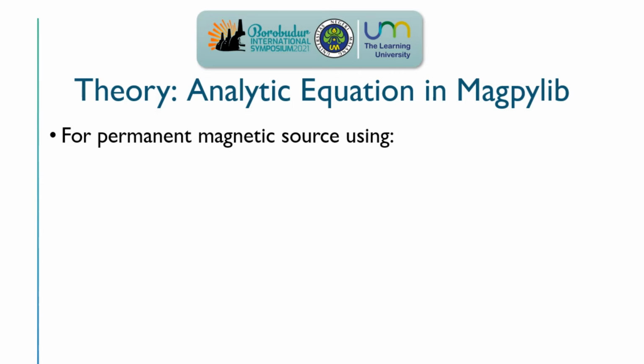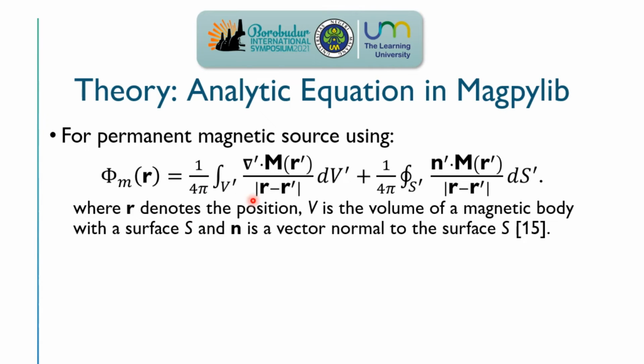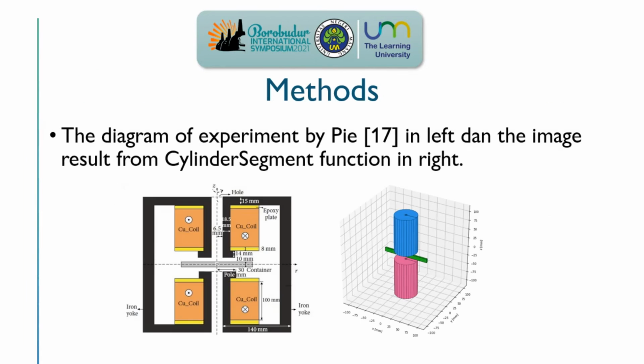For the permanent magnetic source we use this equation, where R denotes the position, V is the volume of the magnetic body with a surface S, and N is a vector normal to the surface S, from reference 50. And the method: the diagram of the experiment is on the left, and the image result from the cylinder segment function is on the right. This is the picture from the experiment, and this is from the Python library MagPilot with the cylinder segment function.